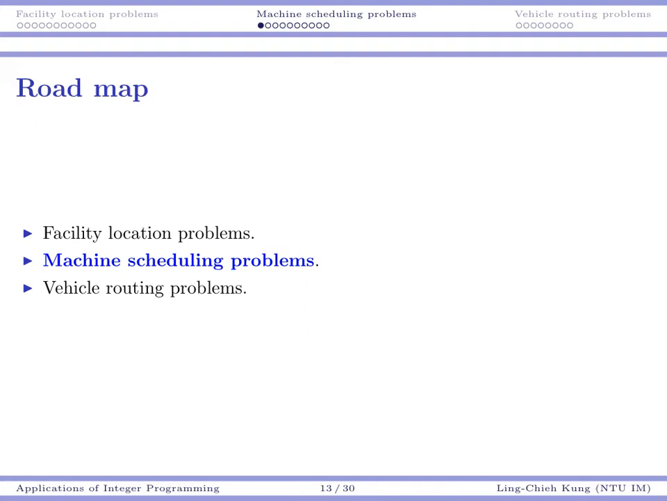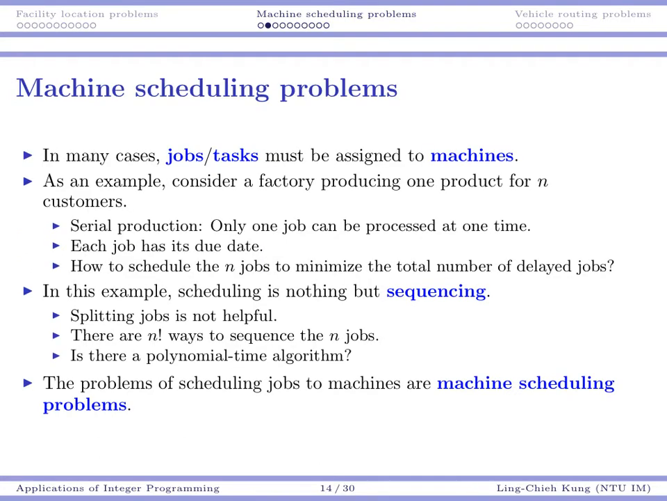Okay, now let's move to our second topic about machine scheduling problems. So in many cases, we need to assign jobs or tasks to machines. For example, suppose you are running a factory and you are producing one single product, or it doesn't matter, or you are producing for a few customers. You have only one machine, and that machine does serial production. That means at each moment you can only process one job.